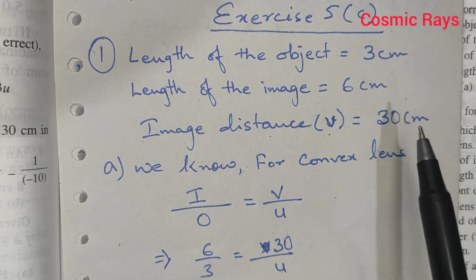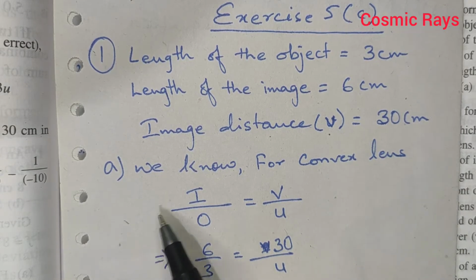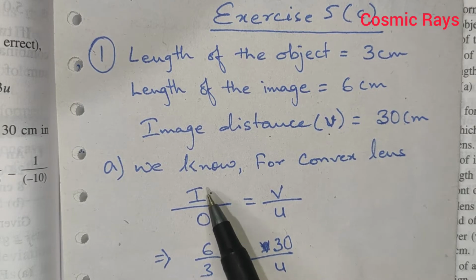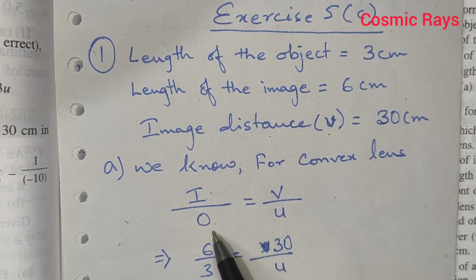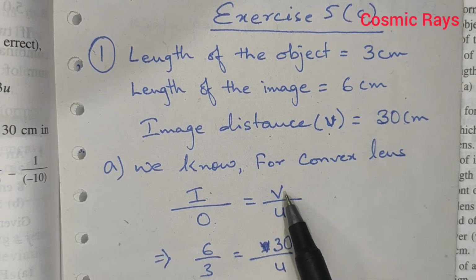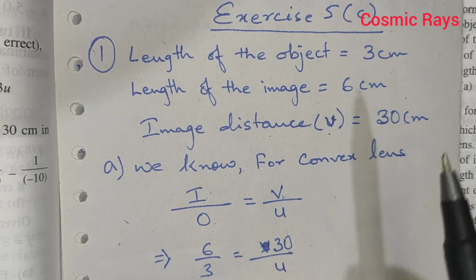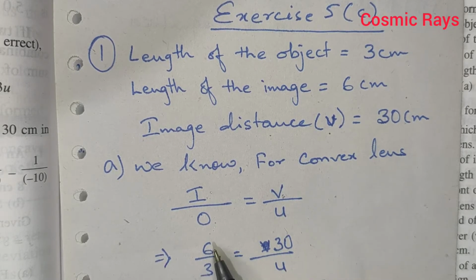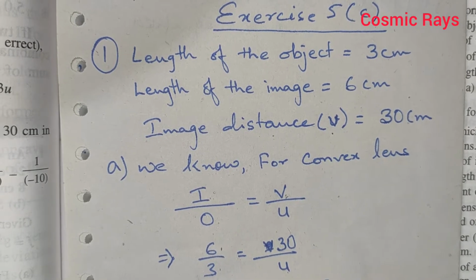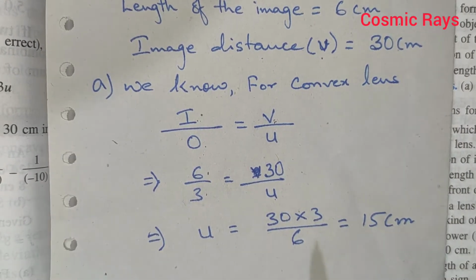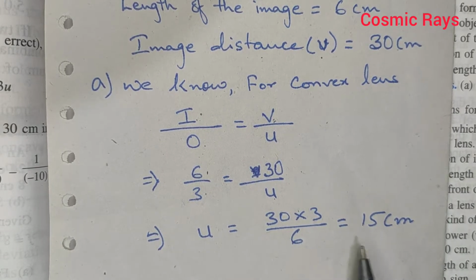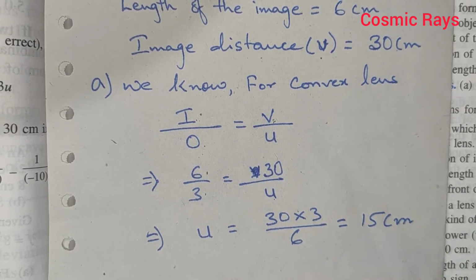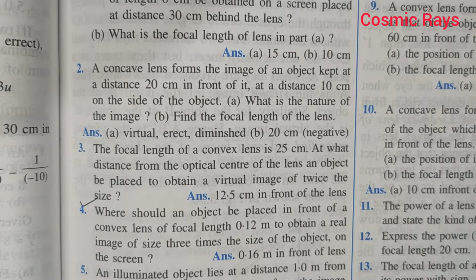So we know from the formula of magnification that m is equal to I by O, that is image length by object length, or is also equal to the image distance by object distance. So we make use of this. I by O is equal to V by U. So that is 6 by 3 is equal to 30 by U. Very simple calculation. So we get U, that is the object distance, as 15 centimeter. That means it should be placed at 15 centimeter.